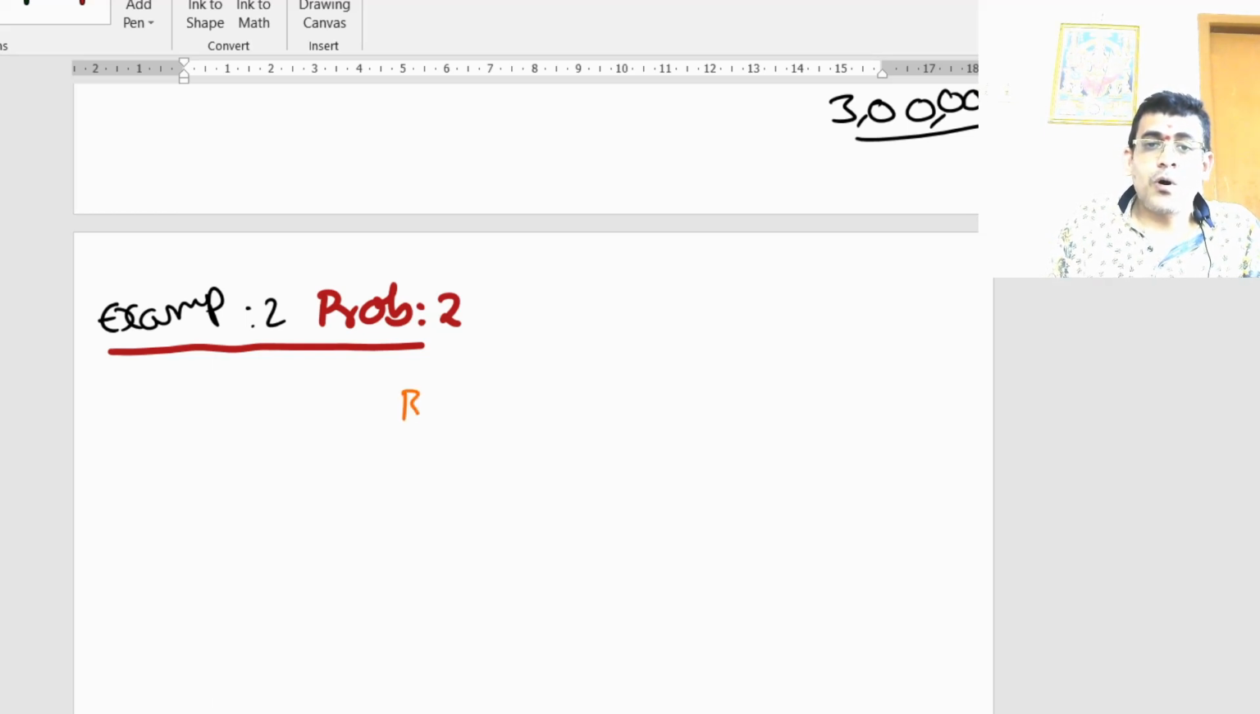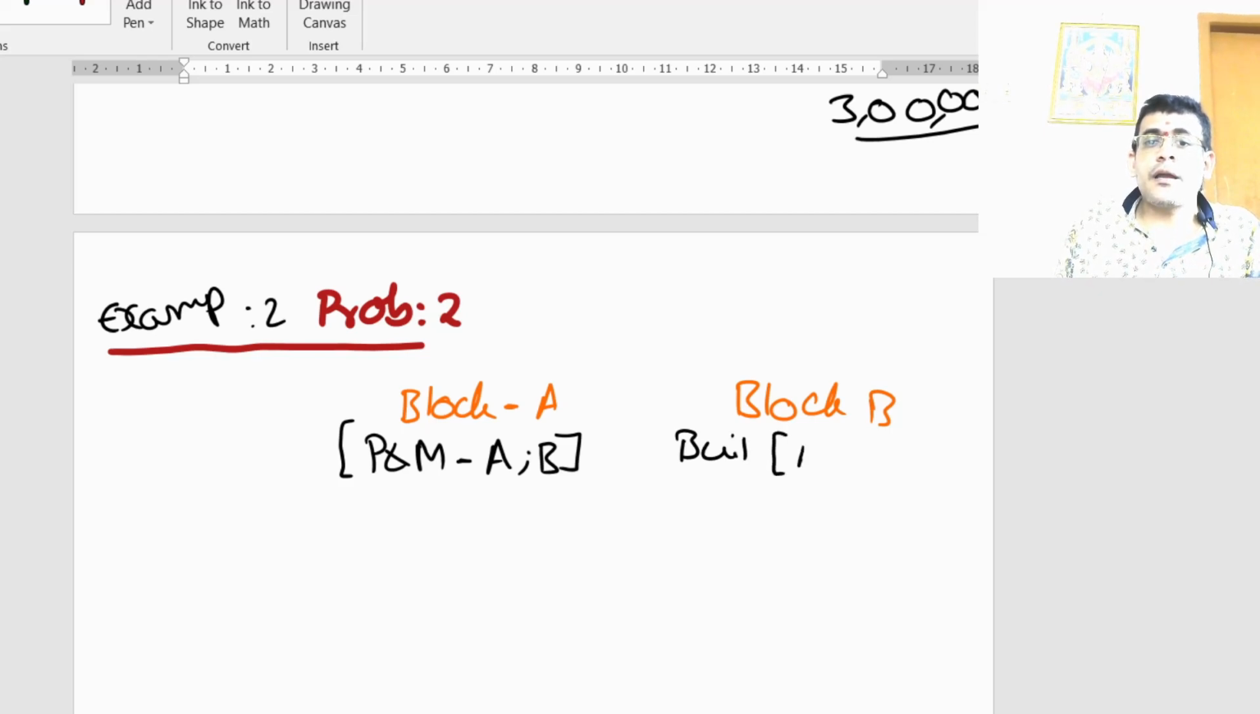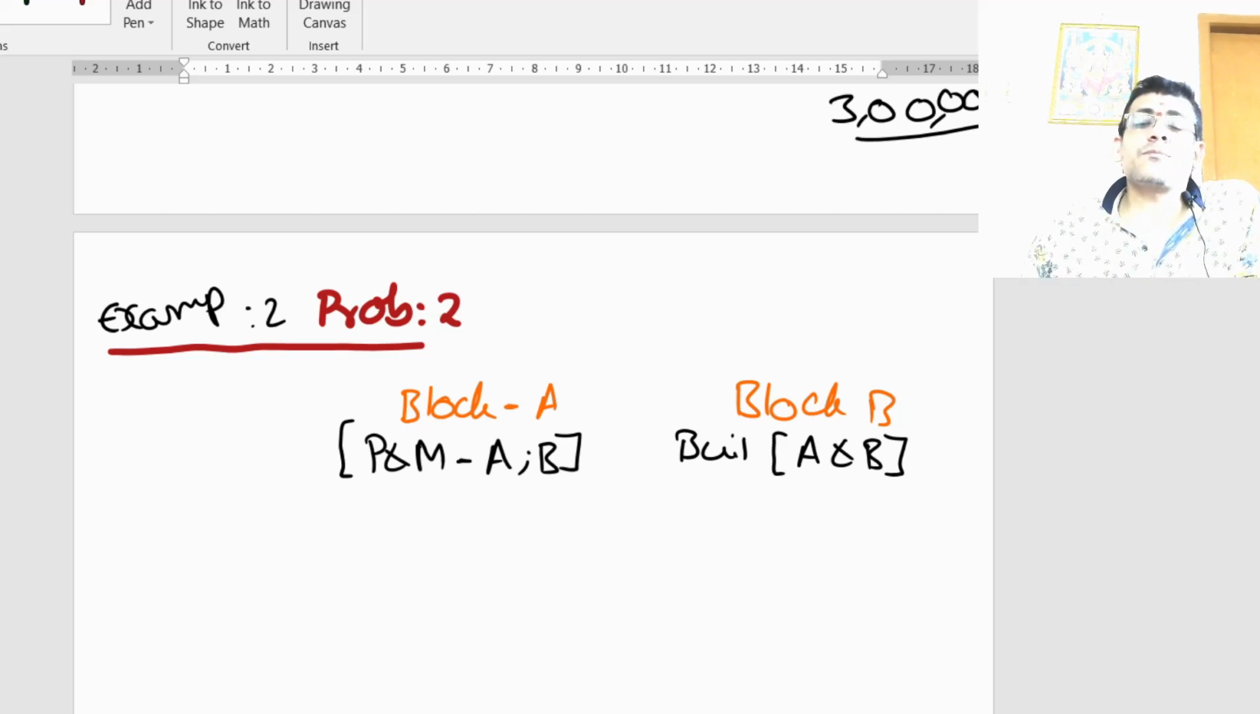You have block A and you have block B. Two blocks are there. In this block A you have plant and machinery A and plant and machinery B. In block B you have building A and building B.